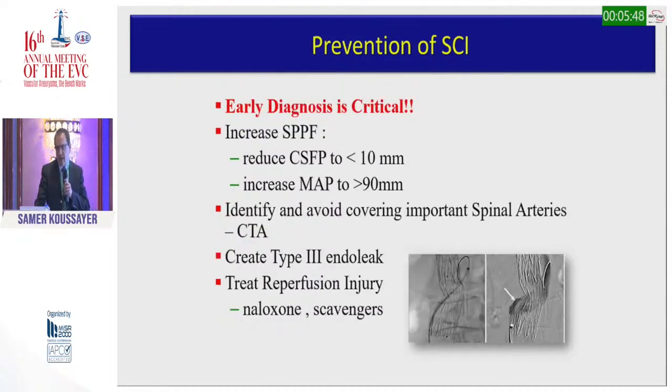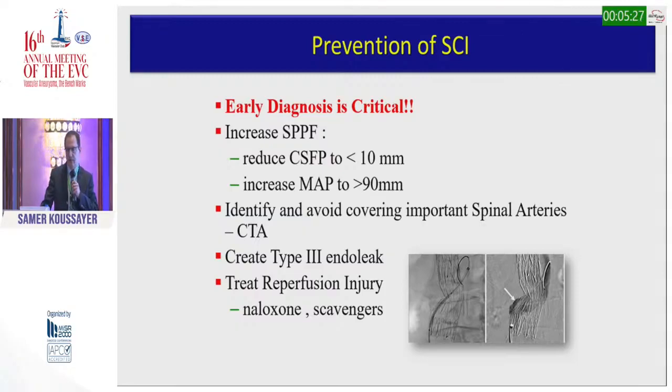How do we prevent CSI? Early diagnosis is very critical. We need to increase the spinal perfusion by reducing the CSF pressure to less than 10 and increasing the mean arterial pressure to more than 90. We need to identify and avoid covering the important spinal arteries, especially T8 to T12, and CT angiogram can sometimes be very helpful.